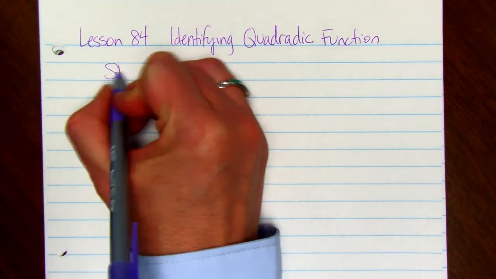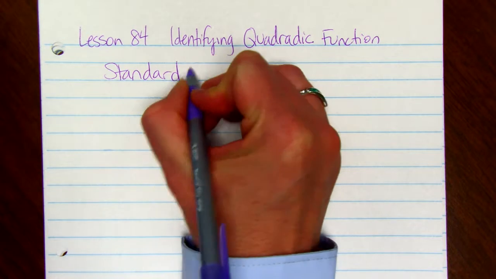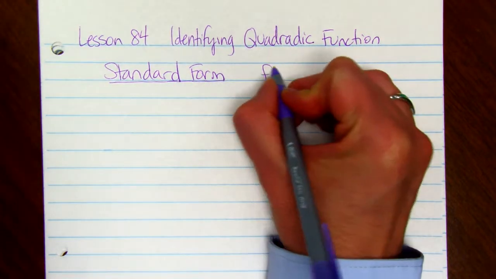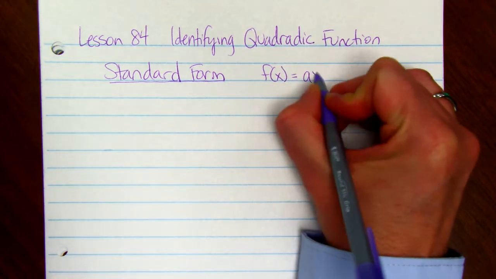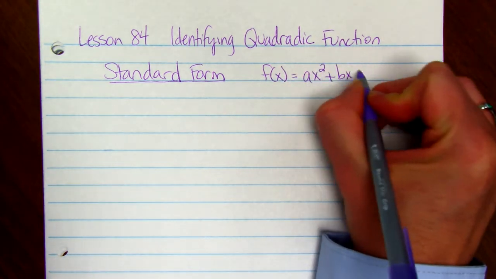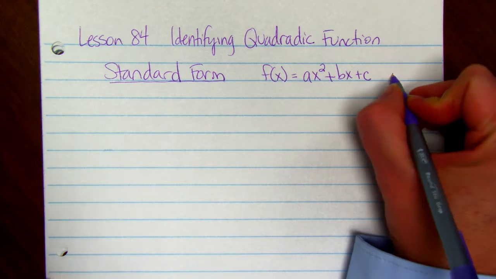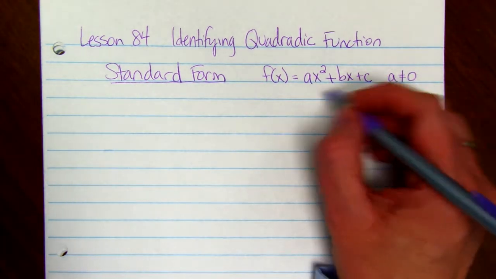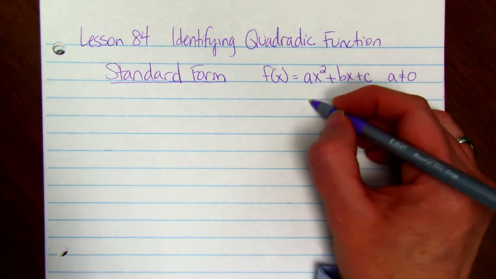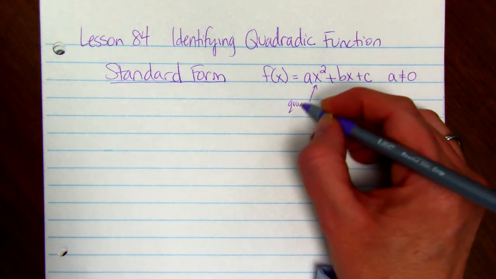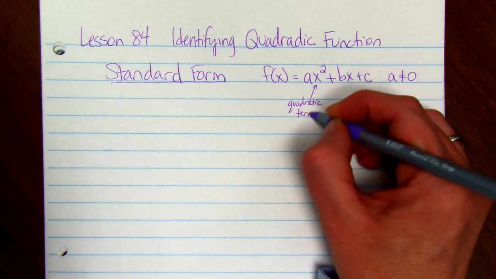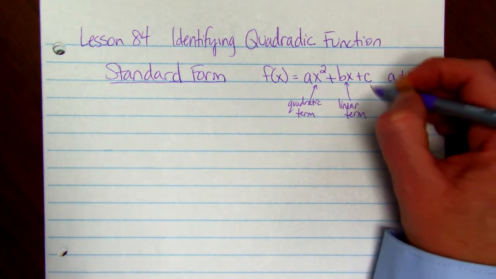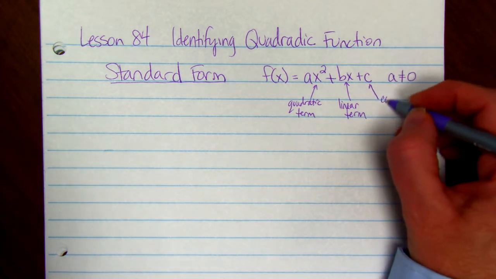So in standard form, a quadratic function looks like this. f of x equals ax squared plus bx plus c, where a does not equal 0. As long as you have an x squared term, it is a quadratic. So this is your quadratic term. This is your linear term. And this, the c, is called the constant term.